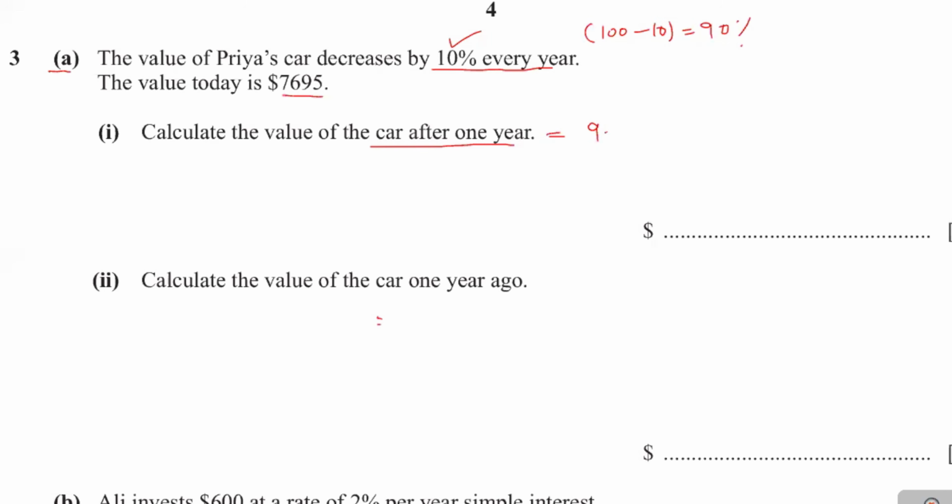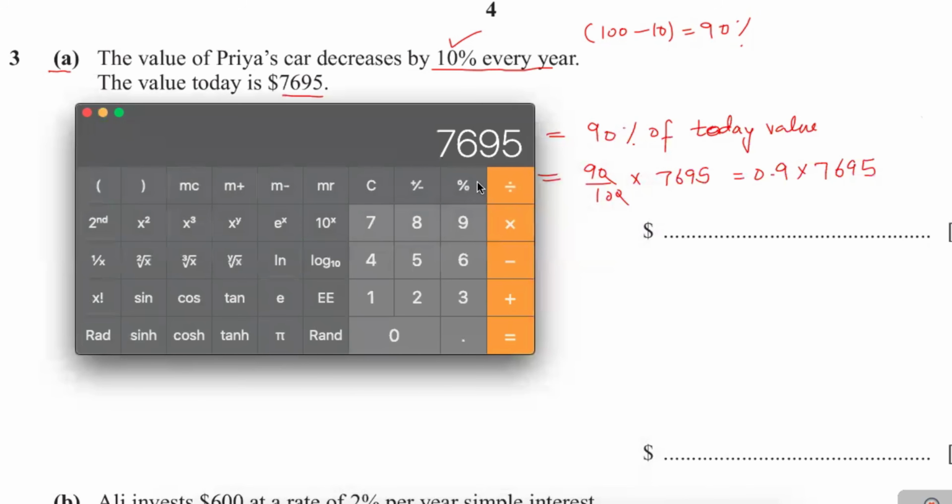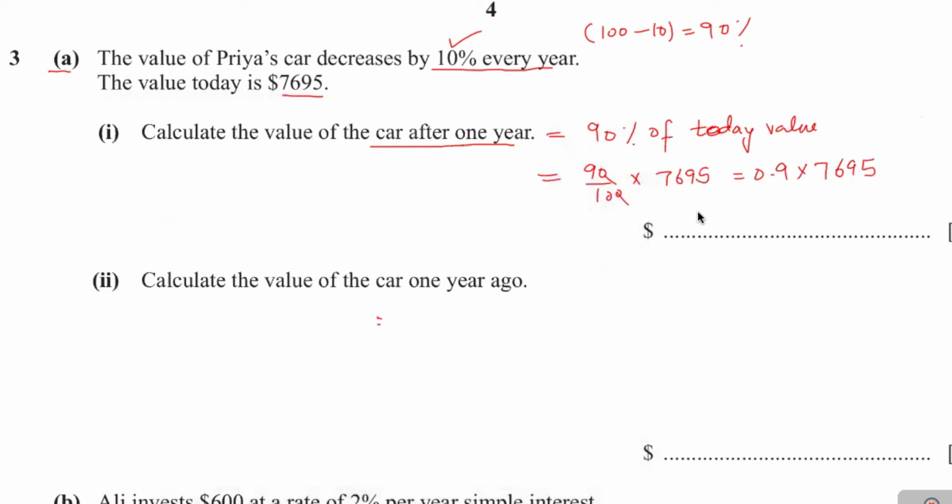The value of the car will be 90% of today's value. Here 90% is 90 over 100, meaning multiply by today's value, 7,695, and this will be equal to 0.9 multiplied by 7,695. Now we calculate 7,695 multiplied by 0.9, and this value will be equal to 6925.5. And we can write this in 3 significant figures. This will be equal to 6930, and this is the answer.